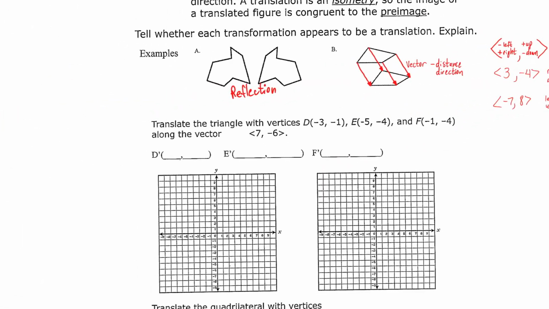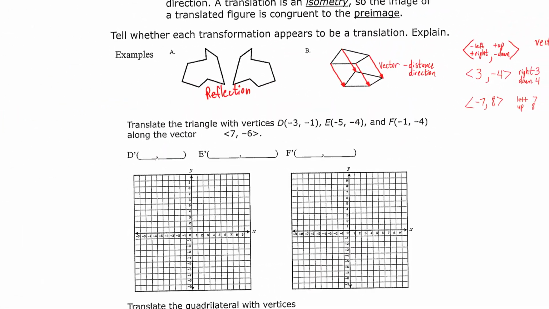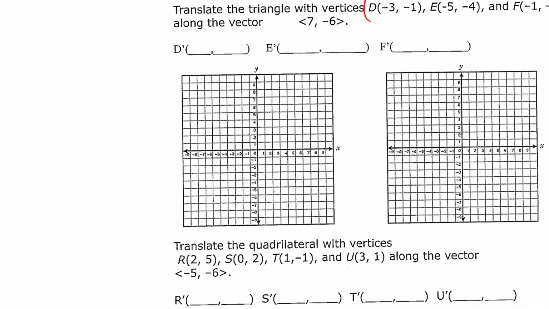Okay, so what I want you to do is go ahead and plot those 3 points, D, E, and F, on that first grid, and go ahead and connect them to make the triangle.